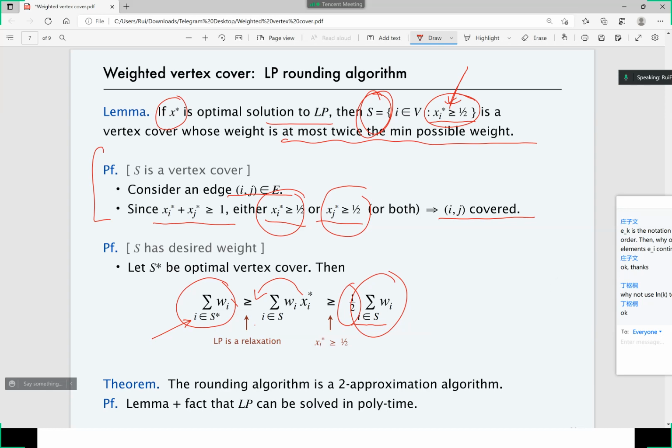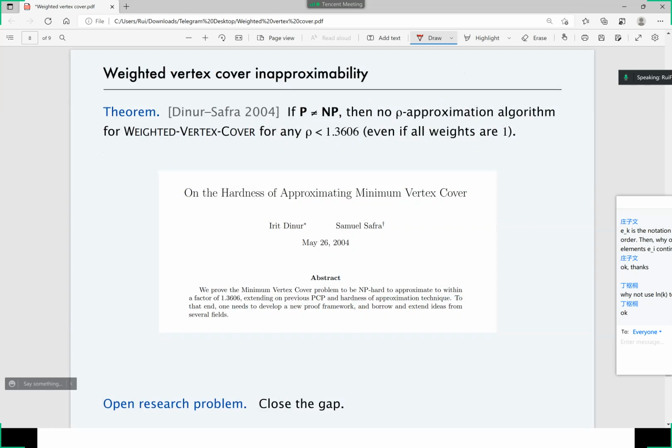So just a few more things I want to mention about this vertex cover problem. We achieved a 2 approximation. And it turns out that if we assume P is not equal to NP, then you can prove that you actually cannot approximate this problem very well. Not only can you not solve weighted vertex cover optimally, you can't even approximate it that well. So we have a 2 approximation factor, and we want to make this as low as possible.